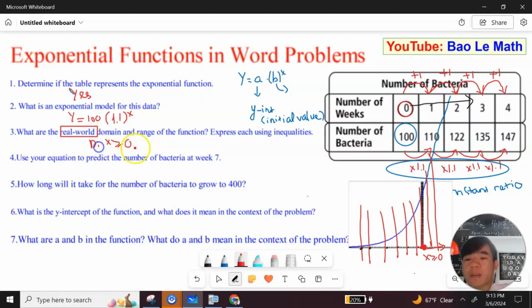Now, we're going to talk about the range. When you need to find the range, you need to look at the y-axis. Now you look at the graph right here again. The graph is always above the s-axis. So if it's not a word problem, the range should be y greater than 0.